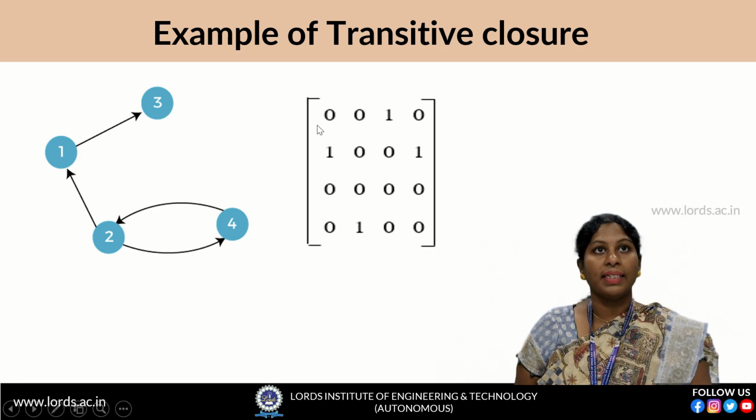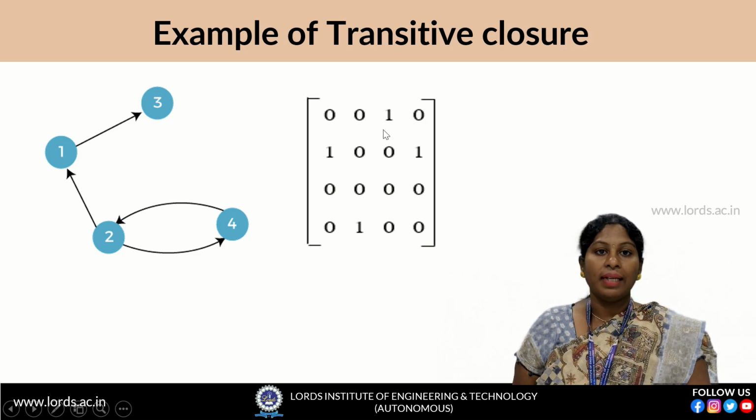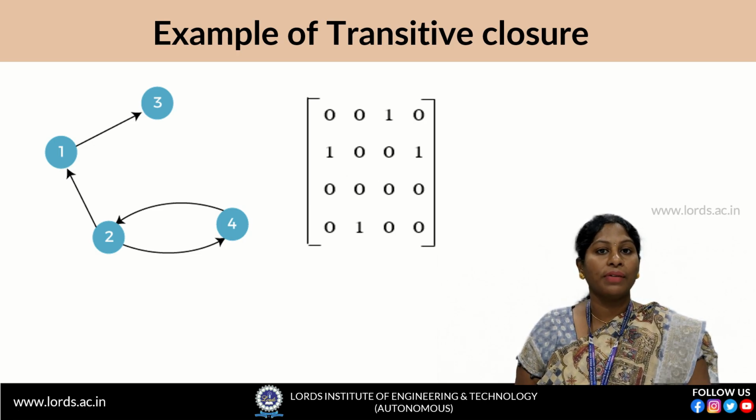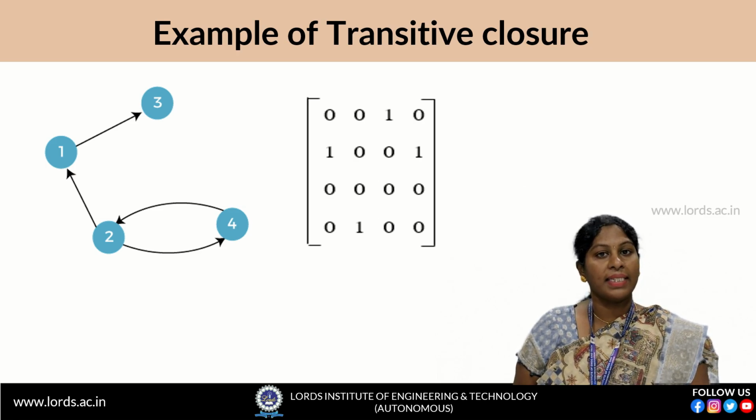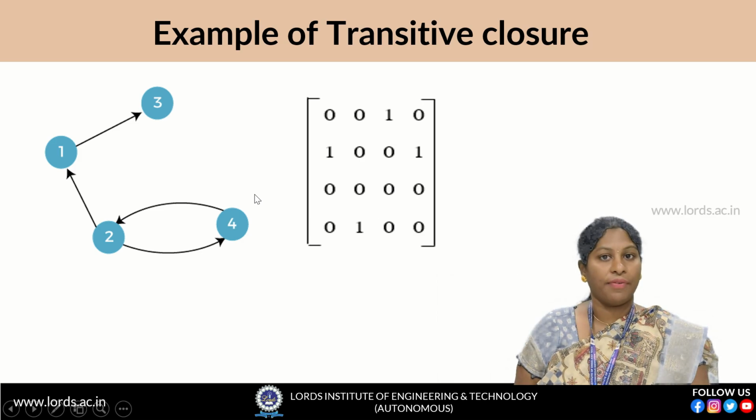Then let us consider nodes 1, 2, 3. There is a direction, so we have to give the transitive closure as 1. Likewise, if there is a path from one node to another node in the directed graph, we have to give a number as 1. If there is no direction, then we can consider it as a 0. So this is an adjacency matrix for this graph.